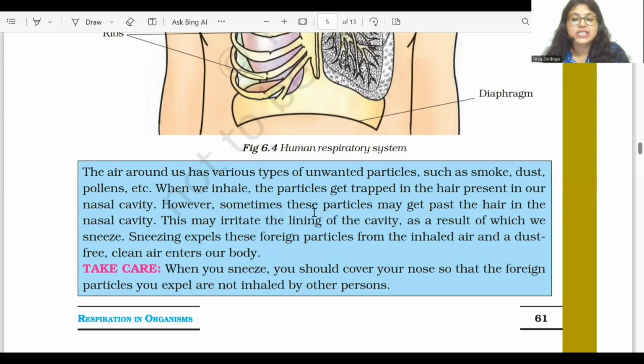However, sometimes these particles may get past the hair in the nasal cavity.